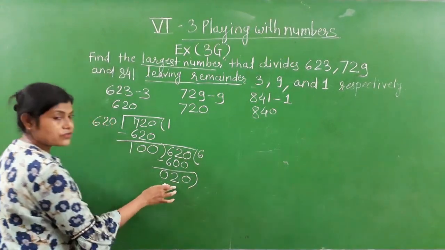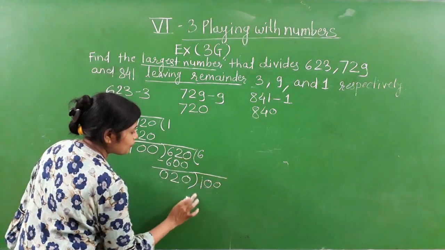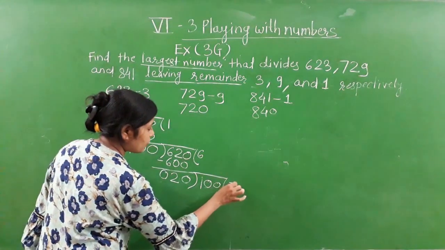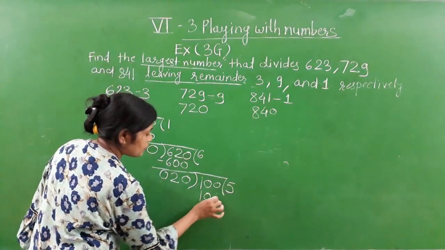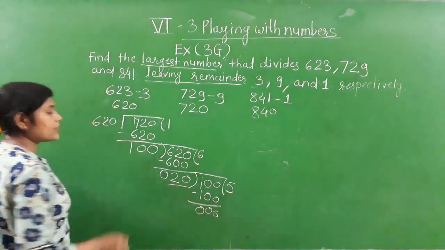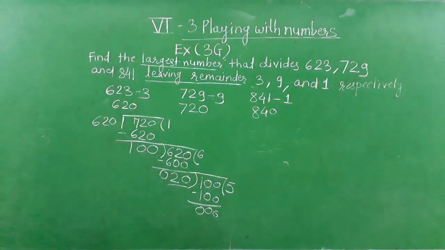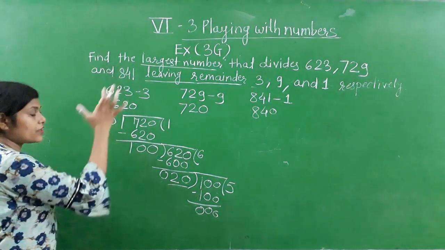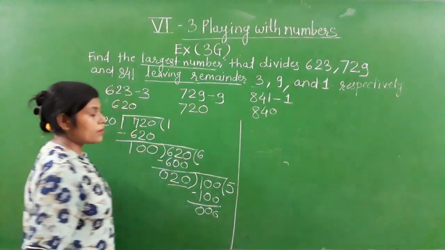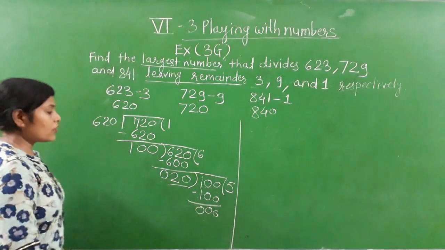Now this becomes your divisor, this becomes your dividend. So here we'll write 100. Now you know that 20 5s are 100. Okay. We'll write here 0, 0. It shows that this 20 is the HCF of 620 and 720. This is your first step. Now in the second step, by this HCF we will divide the third number. What HCF did you get? 20.